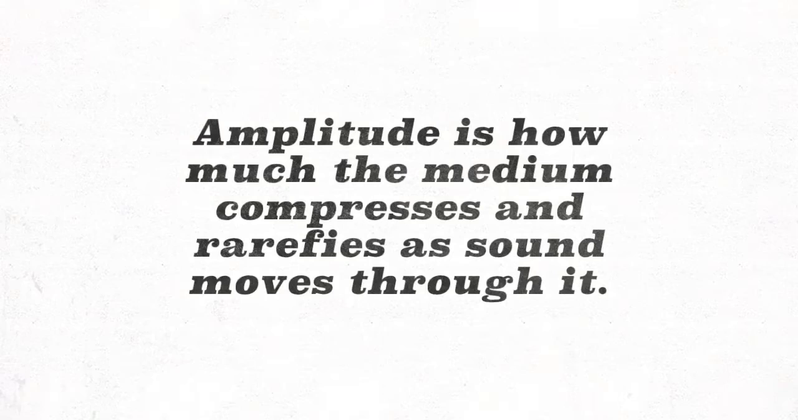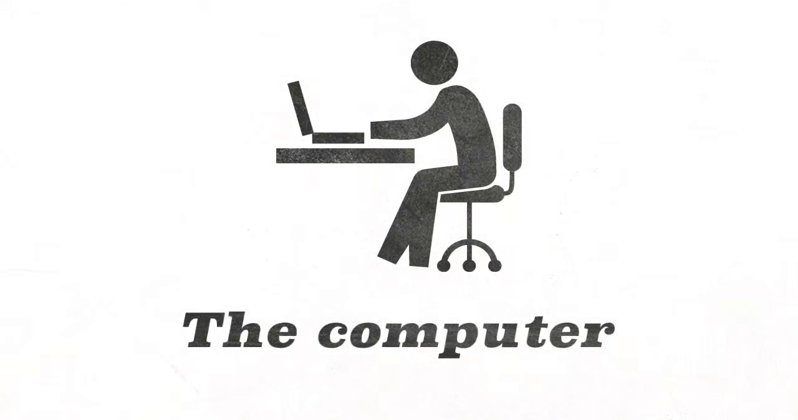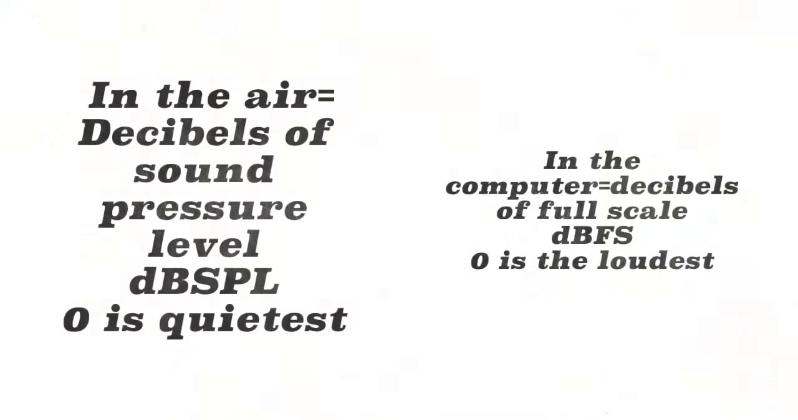Amplitude is how much the medium compresses and rarefies as sound moves through it. We hear this as loudness. In the computer, amplitude is measured in decibels. In the air, we use dBSPL, where 0 is the quietest thing you can hear. In the computer, we use dBFS, where 0 is the loudest possible noise.